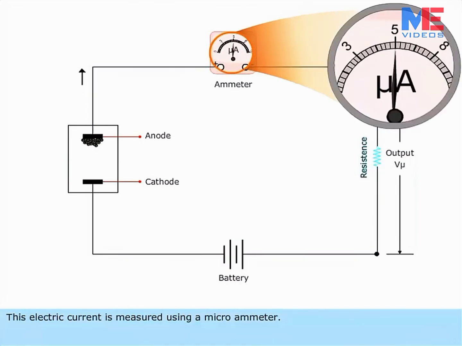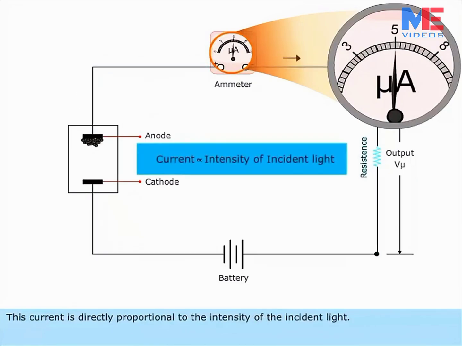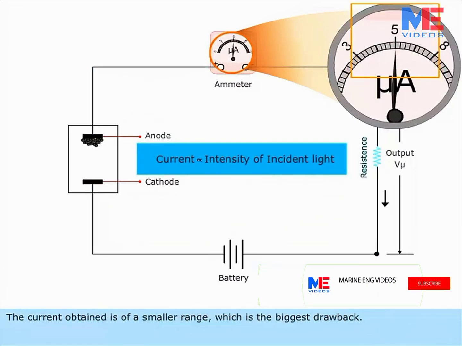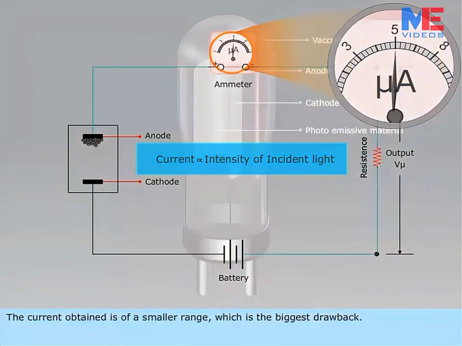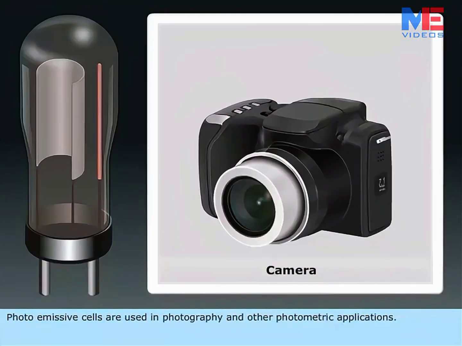This electric current is measured using a microammeter. This current is directly proportional to the intensity of the incident light. The current obtained is of a smaller range, which is the biggest drawback. Photoemissive cells are used in photography and other photometric applications. Thus, you have learnt about the working of photoemissive cell.